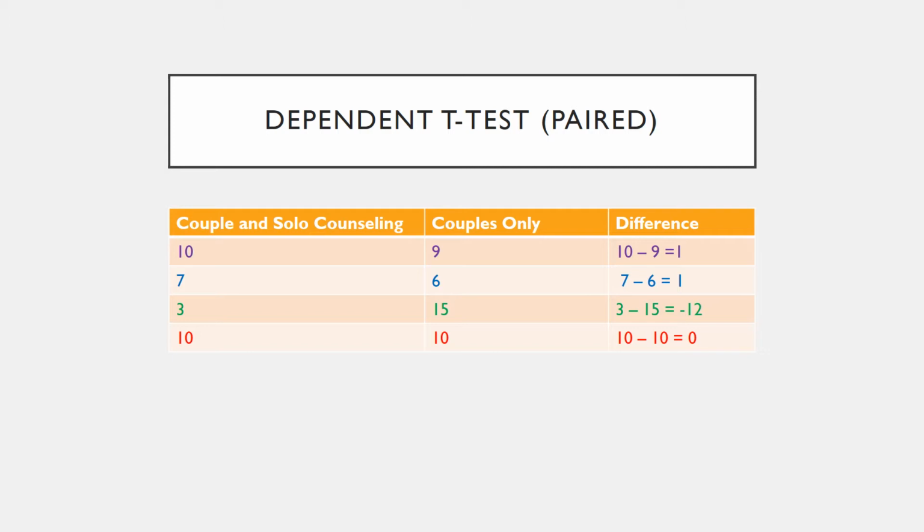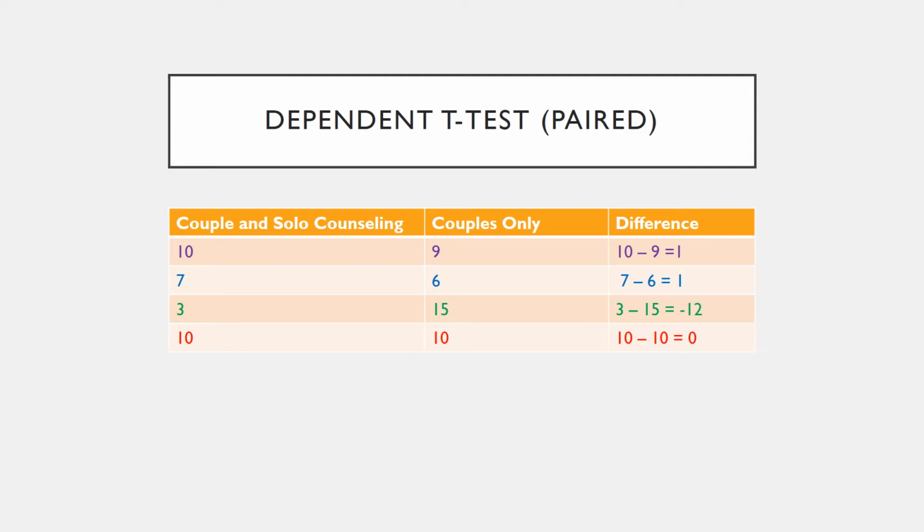Now, you could subtract the other way. We could do 9 minus 10. You just want to keep it consistent how you do it. And you also want to remember how you did it, because that makes a difference in the hypothesis that you make for your research hypothesis, okay? So if I do 10 minus 9, I get a positive number, but if I did 9 minus 10, I would get a negative number. So it makes a difference.